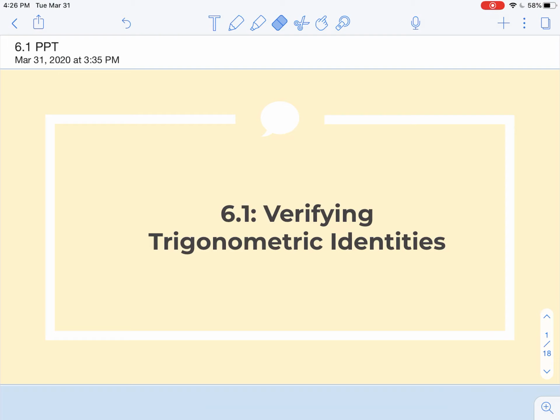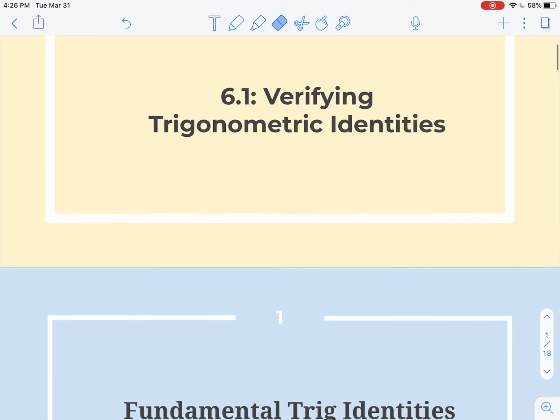Folks, welcome to 6.1, Verifying Trig Identities. We're going to do these videos in two parts to give you a little bit of chance to digest some new information and also refresh yourself on some old information. So this first part, we're going to do a refresher on a bunch of trig identities that you learned in your trig class.